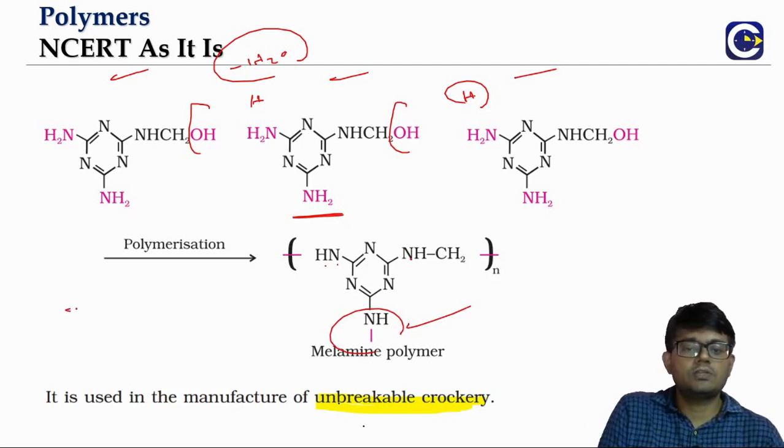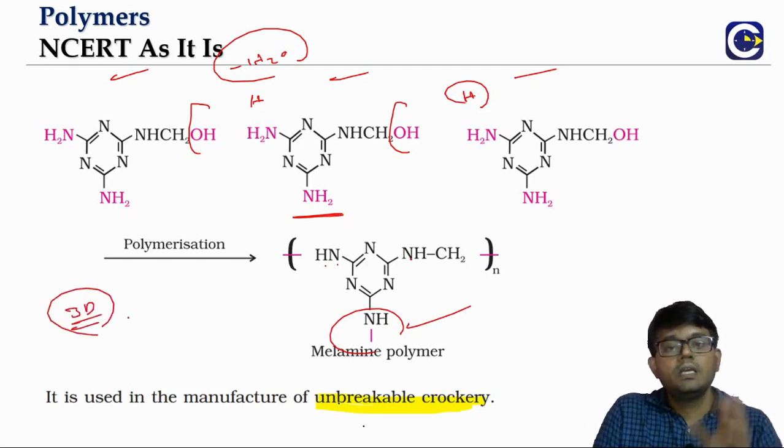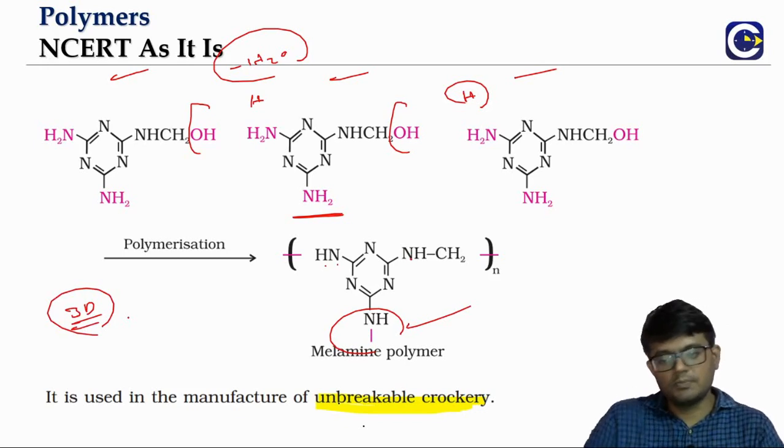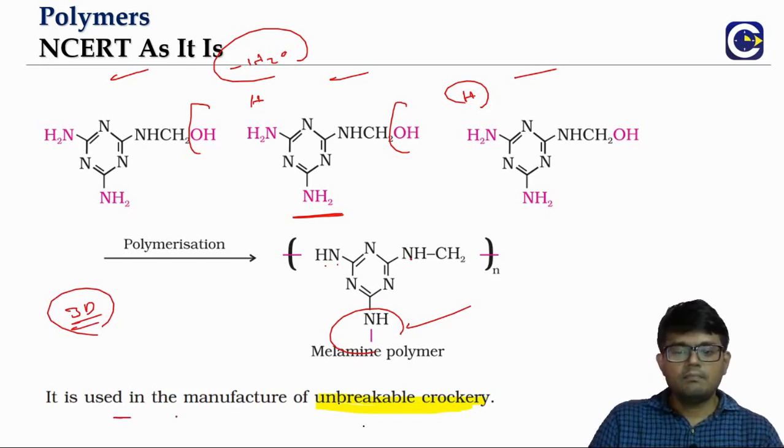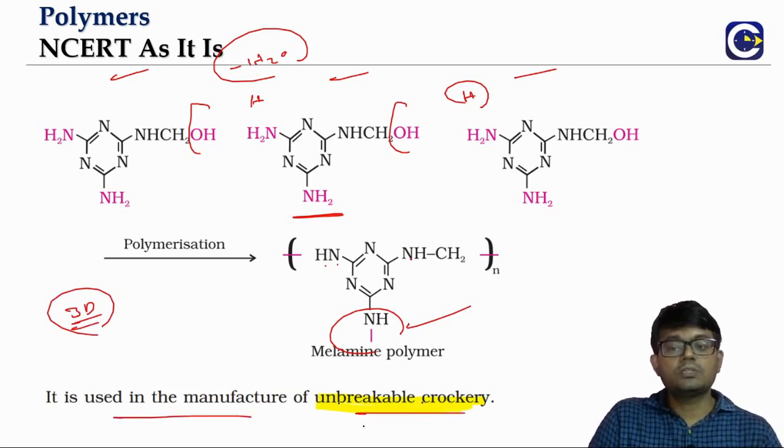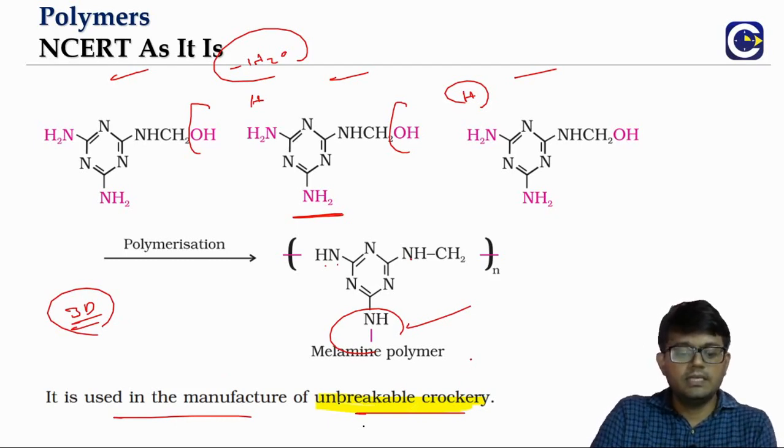That is the reason why this also is an example of the 3-dimensional polymer or cross-linking polymer. And melamine formaldehyde is used in the manufacturing of unbreakable crockery. Like these dishes and all that are used in the kitchen, you will see them marked as unbreakable and all that.